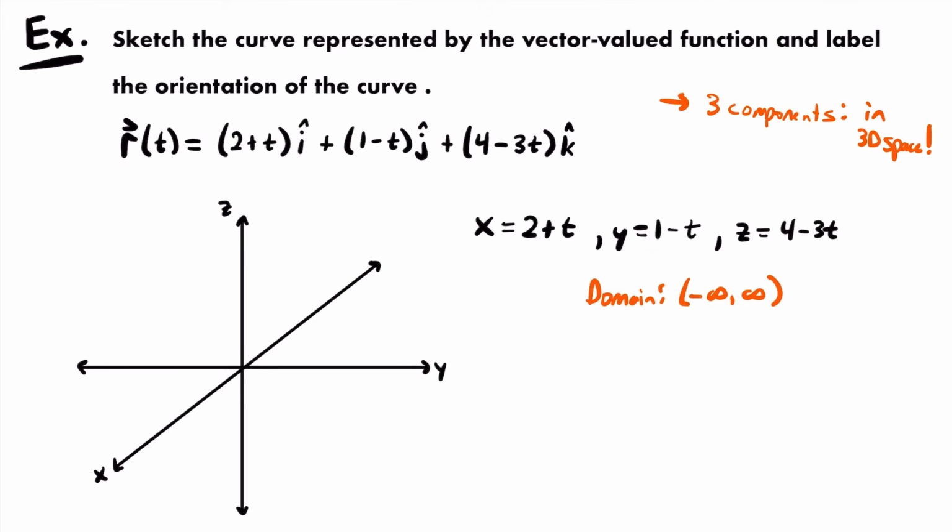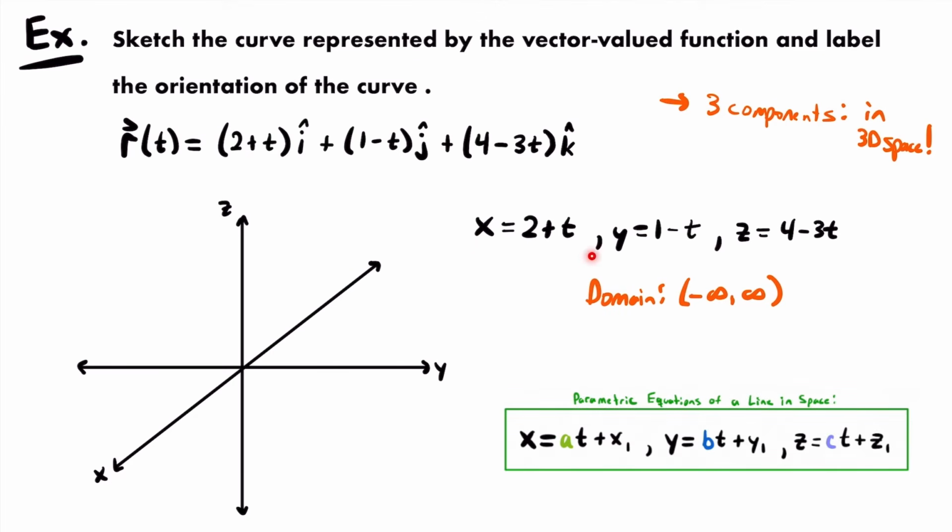What we have here are the parametric equations for a line in 3D space, right? This is exactly the form of a set of parametric equations that represents a line in a 3D coordinate system. We looked at this in a previous lesson. You have x, y, and z equal to some linear expression where you have t raised to the first power.